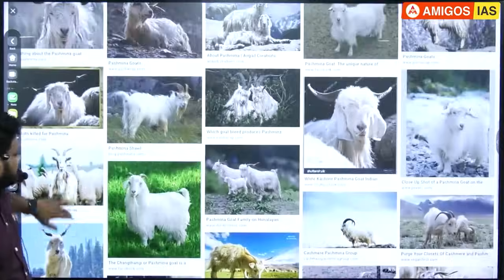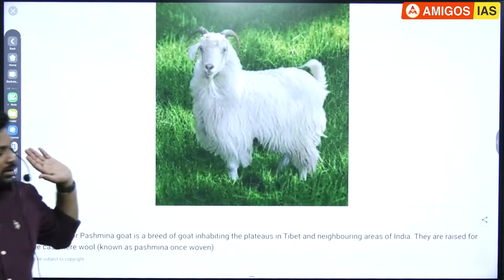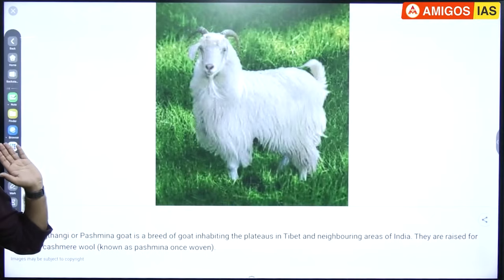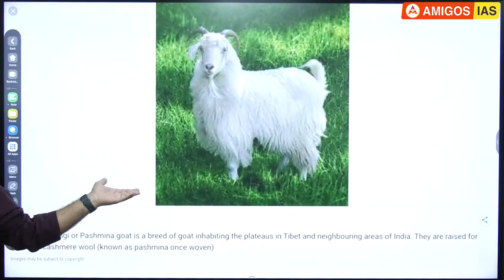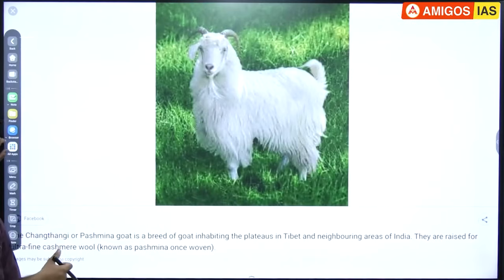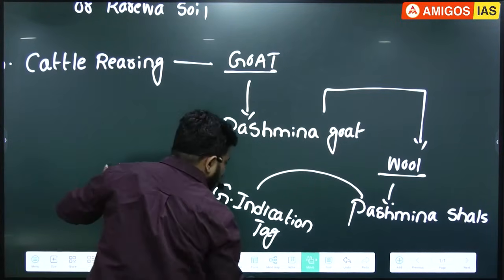Okay, see the wool. This is called Pashmina goat. See the small goat. How much wool it has. Even some of the dogs also look like this, especially Pomeranians. All of you know about Pomeranians? Shih Tzu. Okay, this is about cattle rearing. There is one more economic activity.